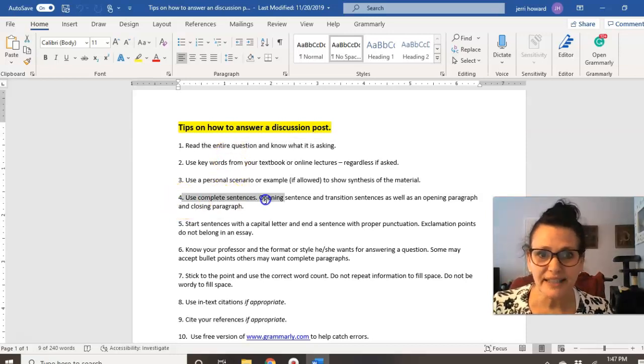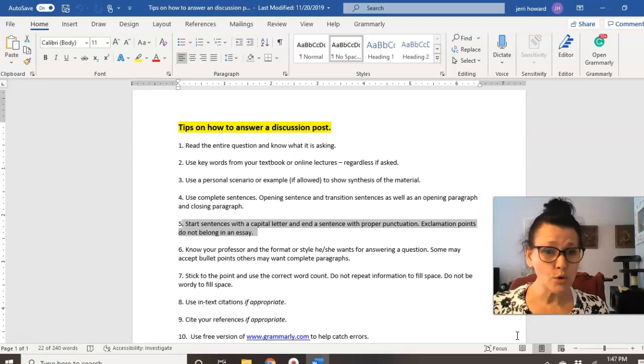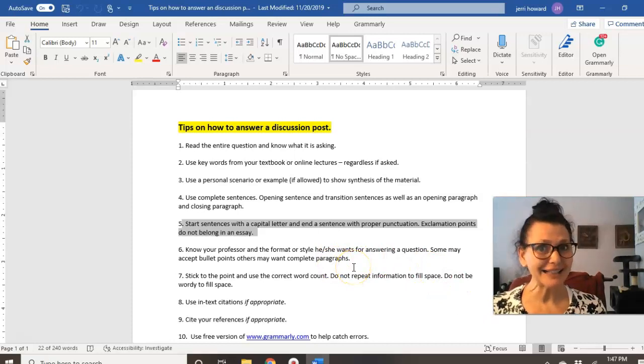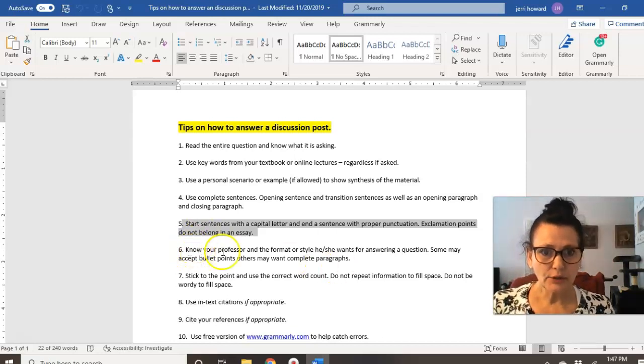So use complete sentences. Start your sentences with an uppercase letter and end with the proper punctuation. Again, depending on the device you're using, sometimes I see things that I'm guessing you wrote on your phone. Get in the habit of focusing on your academic writing, because this will carry over into your report writing in the workplace.